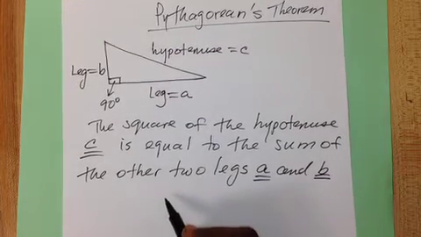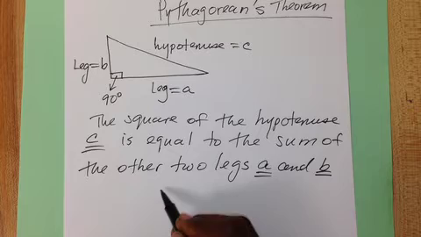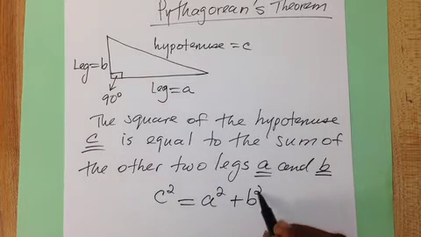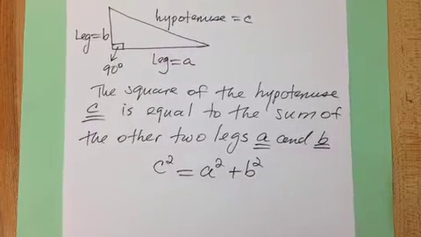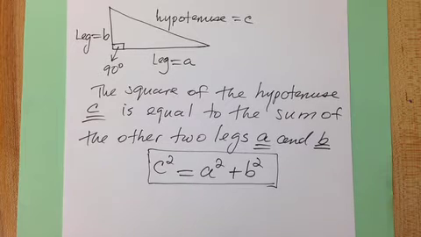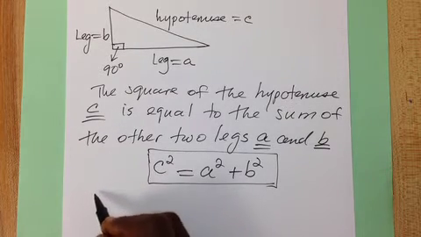This brings us to the formula c squared is equal to a squared plus b squared. Now this formula, the Pythagorean theorem, has two converses.